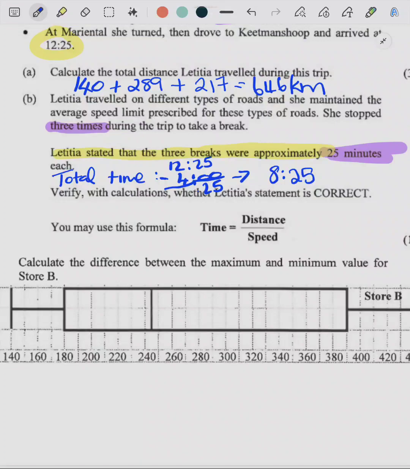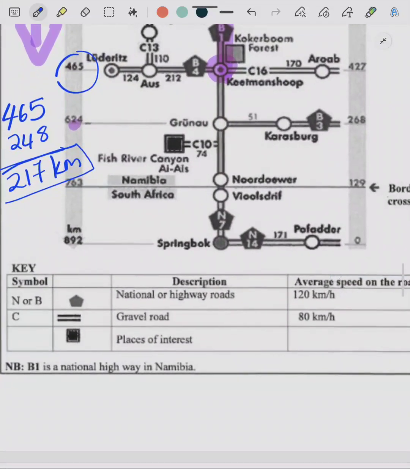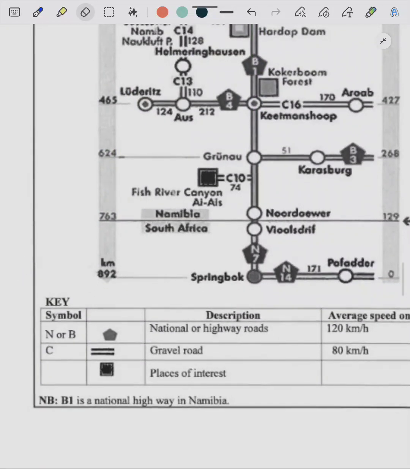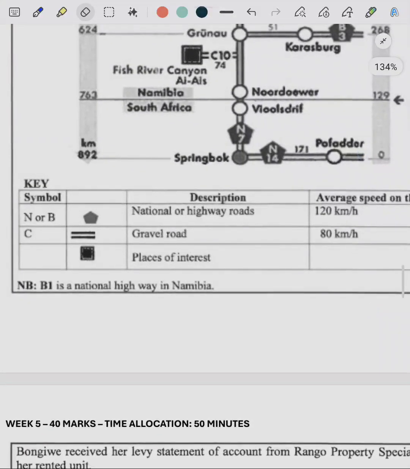Okay. Now the question is, how much of that time was driving time? So let's see what we know about driving and her speeds, because they do talk about her driving at the right speed limits. So somewhere we need to know something about speed limits. If I look at the map, let me just get rid of all of this from the last question. Here at the bottom we can see where we know something about the speed limits, right? We are told that on national or highway roads she can travel at 120 and on gravel roads she can travel at 80 kilometers an hour. So let's double check her route on the map and how much of it was going at each speed.